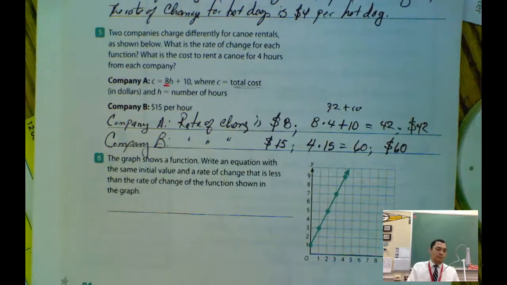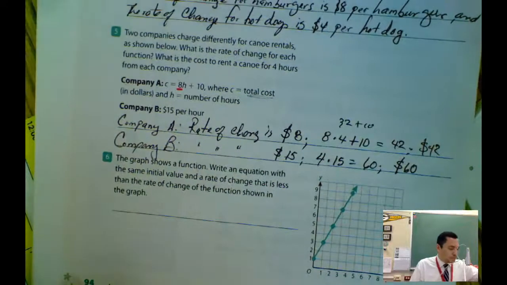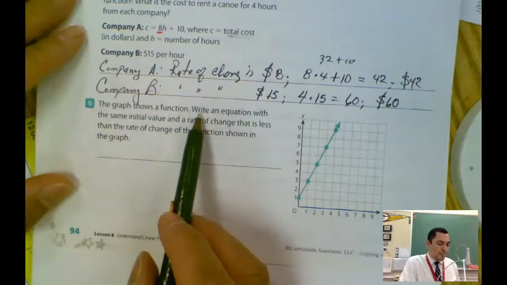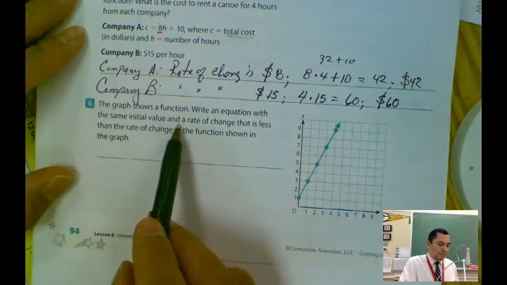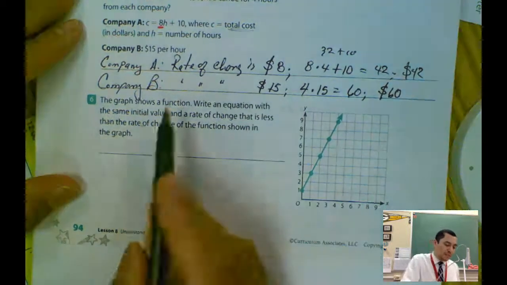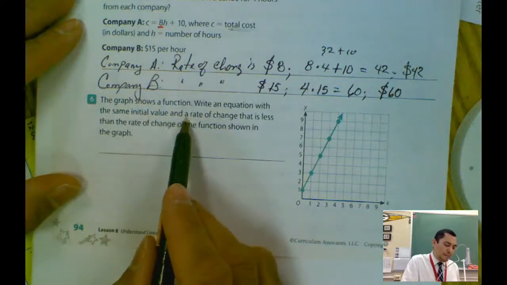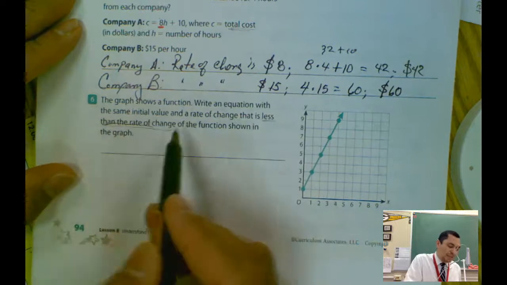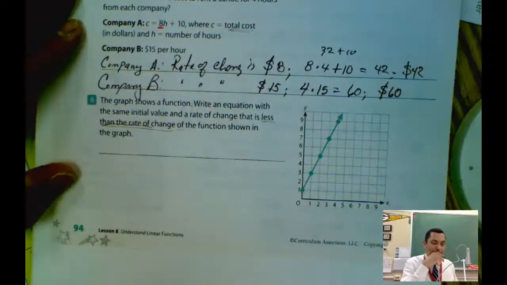So then we have number 6. We have the graph shows a function. Write an equation with the same initial value and a rate of change that is less than the rate of change of the function shown in the graph.